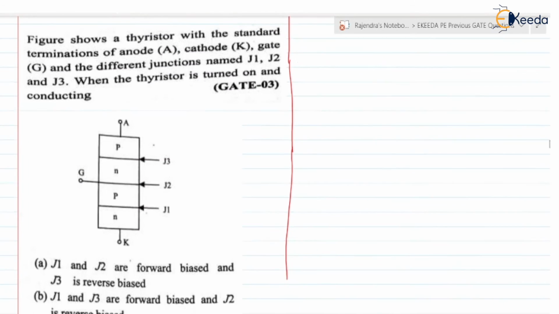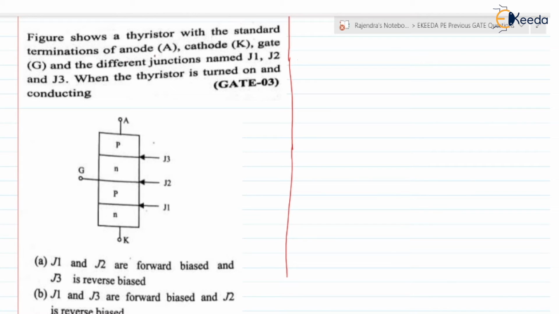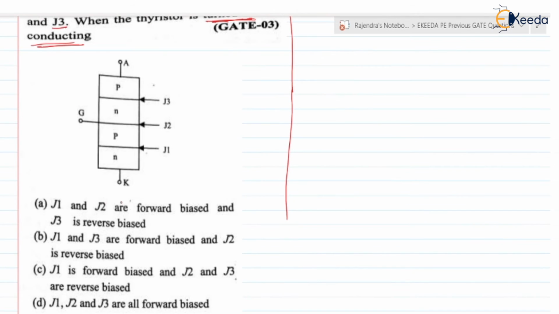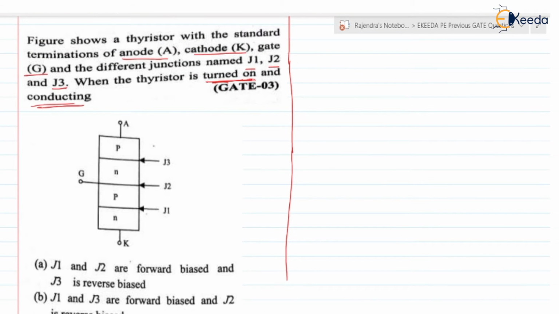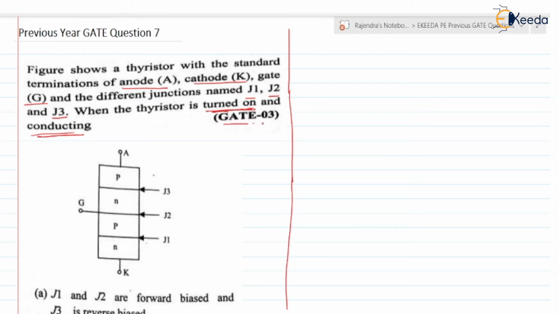The figure shows a thyristor with the standard terminations of anode, cathode and gate, and the different junctions named J1, J2 and J3. When the thyristor is turned on and conducting, which of the following is true? J1 and J2 are forward biased and J3 reverse biased; or J1 and J3 are forward biased and J2 reverse biased. They have given four options on the biasing of the junctions J1, J2 and J3. This question was asked in the exam GATE 2003.